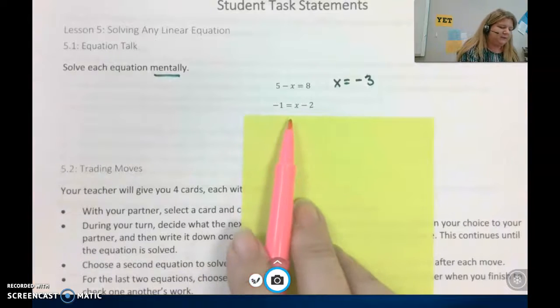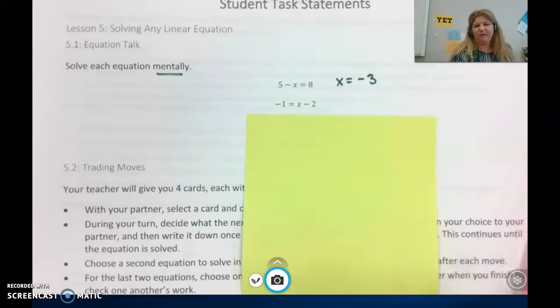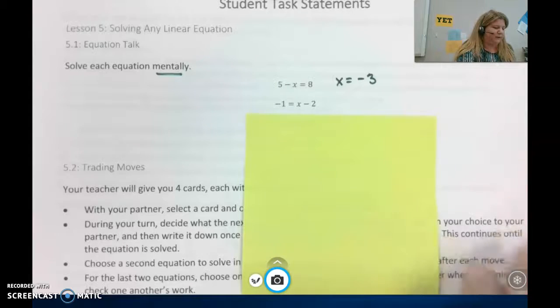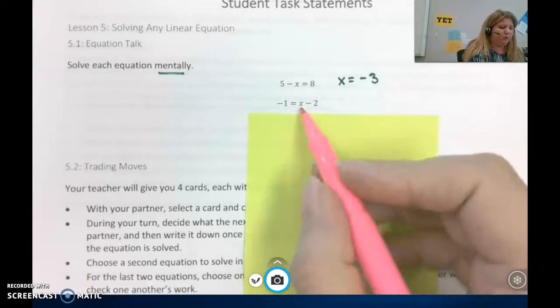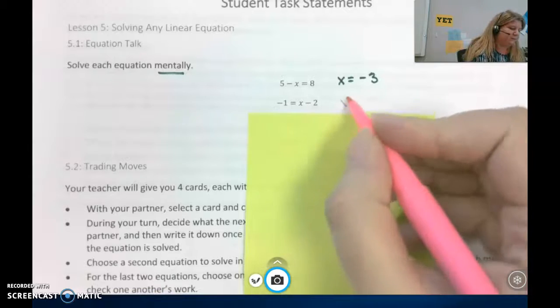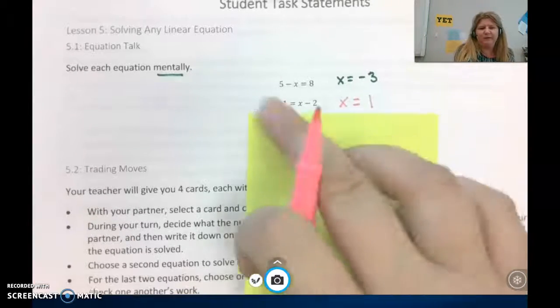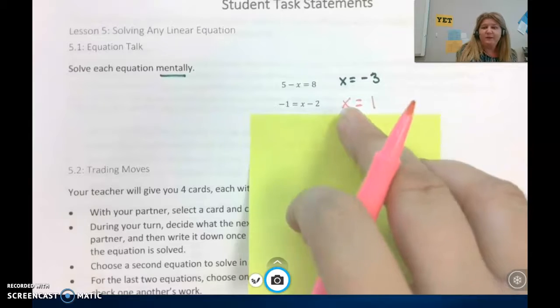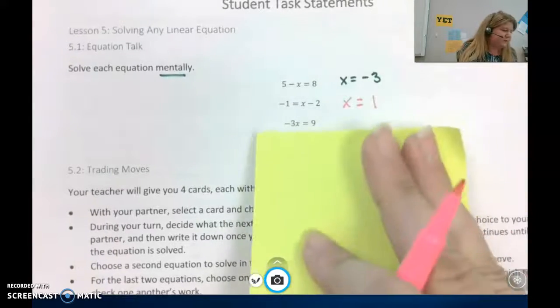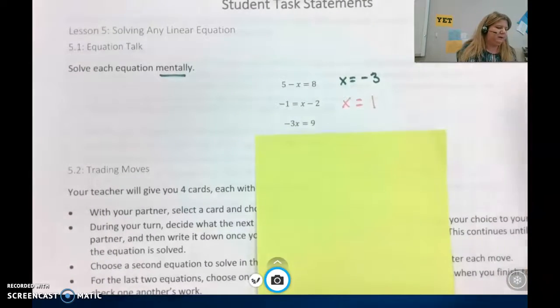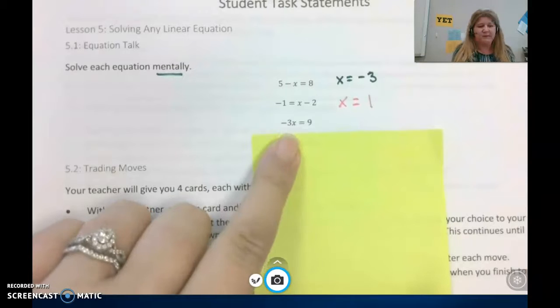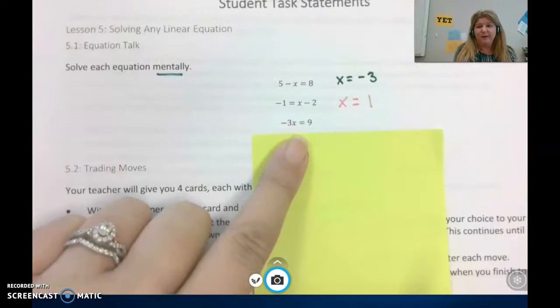Negative 1 is equal to something minus 2. So what number could I have and take 2 away from it and get negative 1? What about 1? 1 minus 2 is negative 1. Now, this would be a good opportunity, if you're having trouble with this, maybe to use a number line to help you see things.